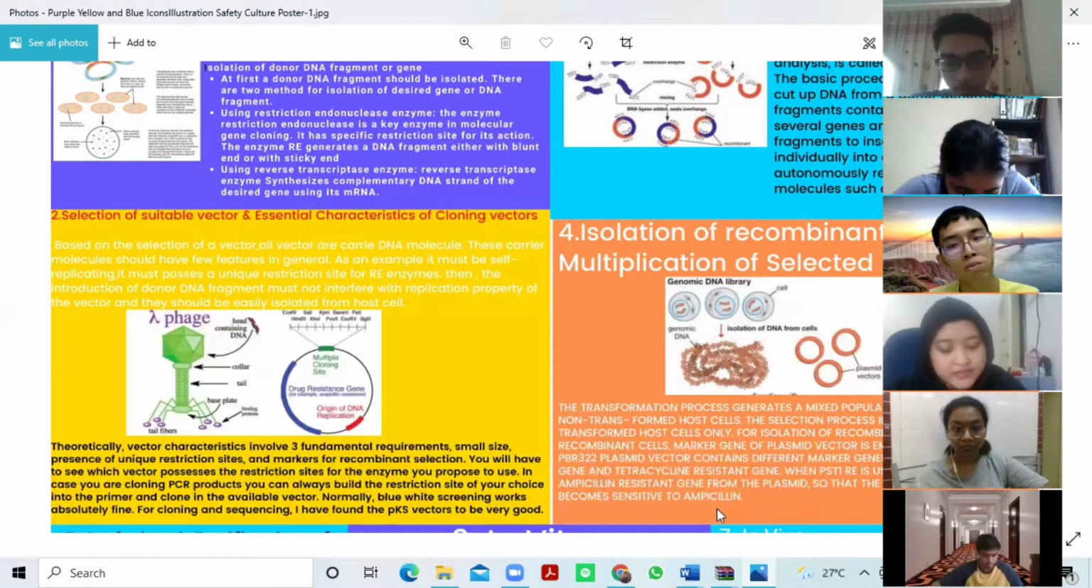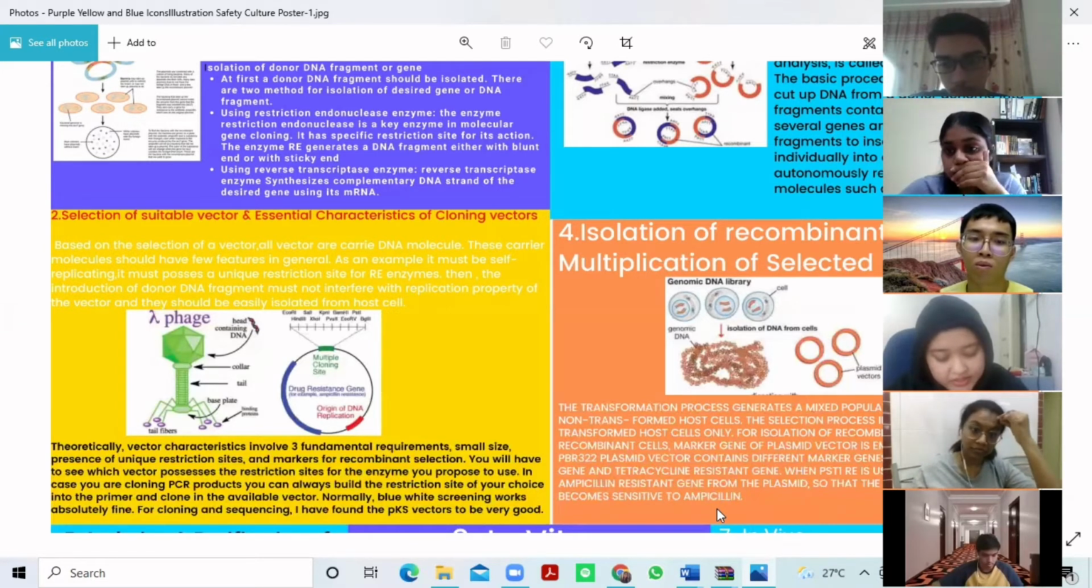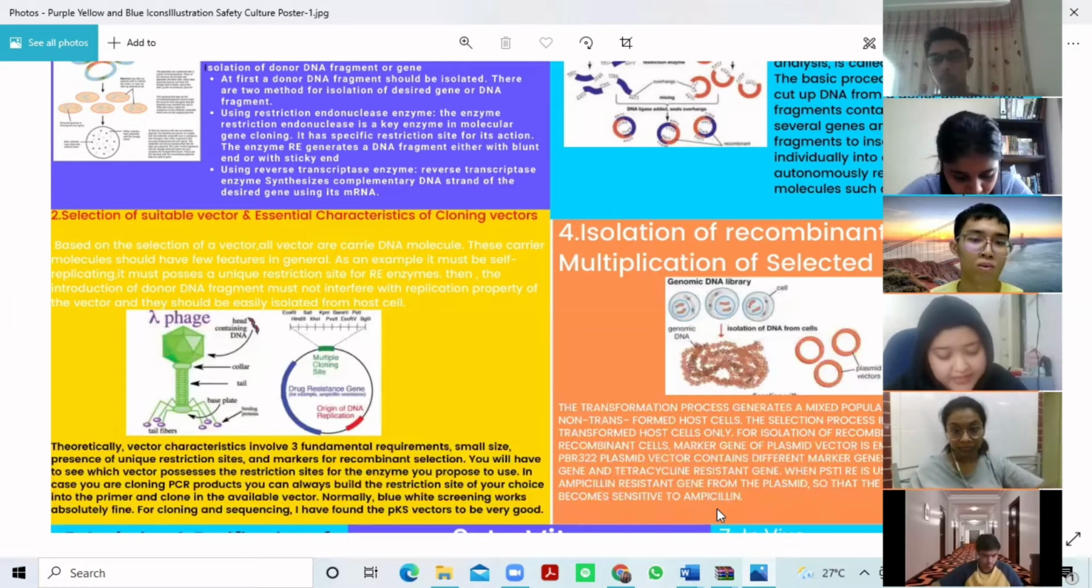So the next one is the characteristics of a cloning vector. So the first one, it must be small in size. Number two, it must be self-replicating inside the host cell. Number three, it must possess some marker genes such that it can be used for later identification of recombinant cell. And the last one, it must possess multiple cloning sites.